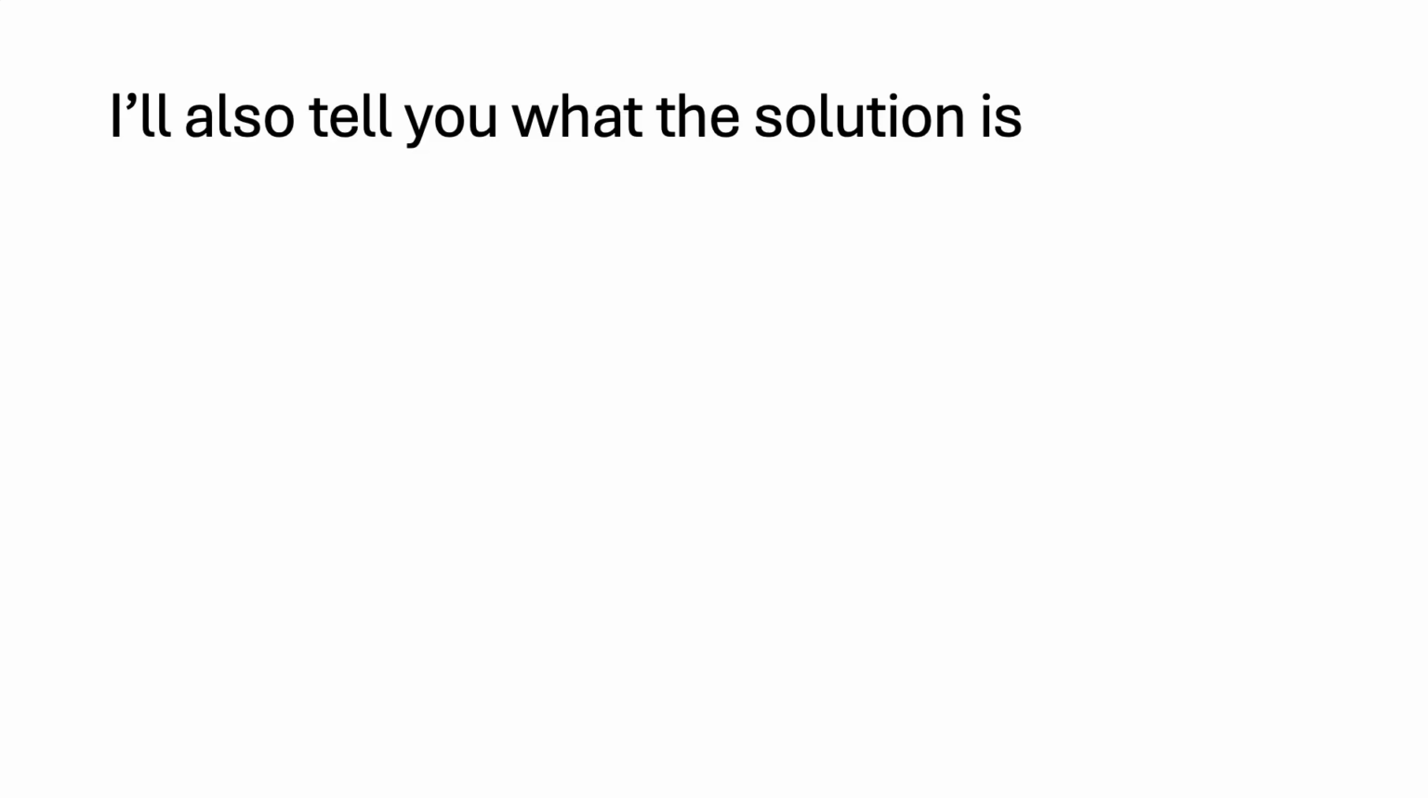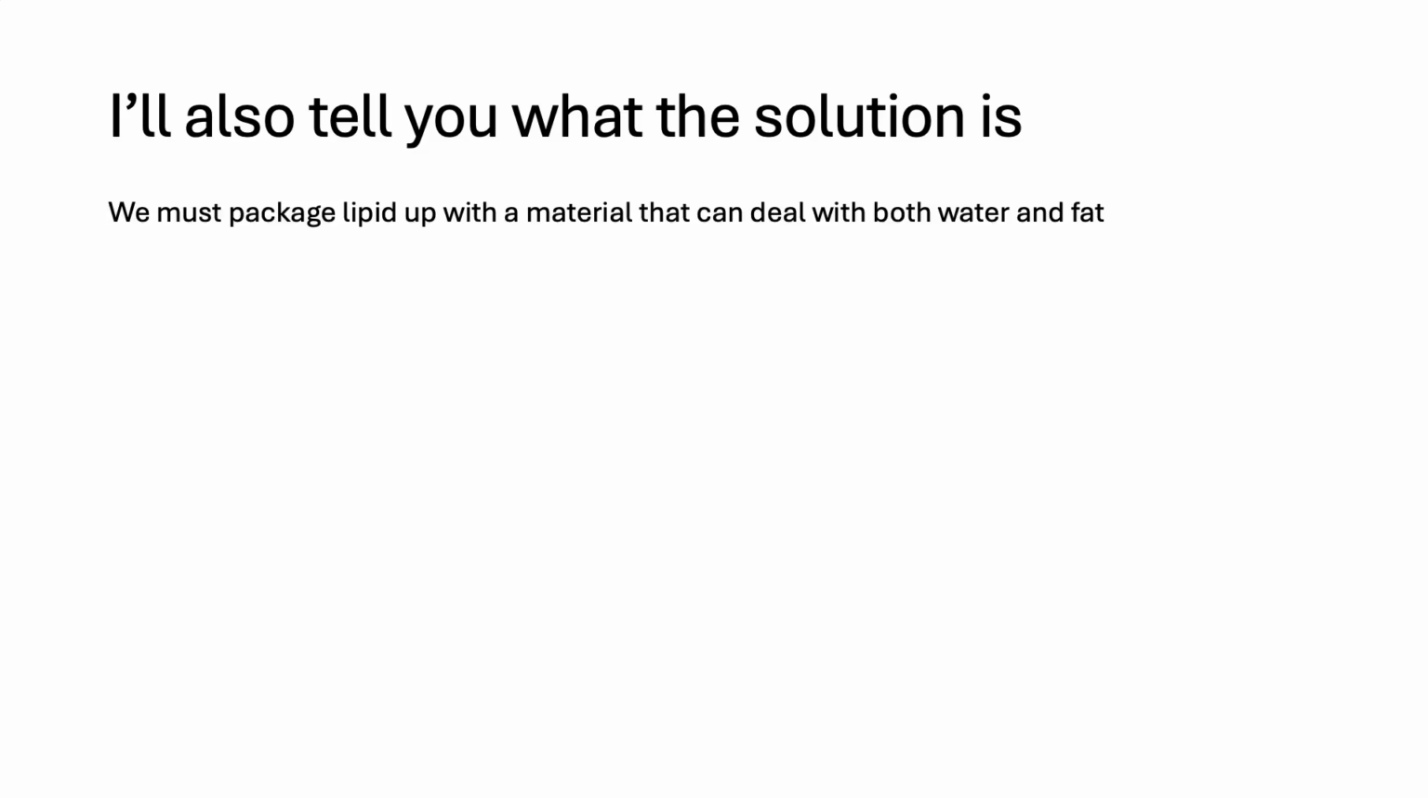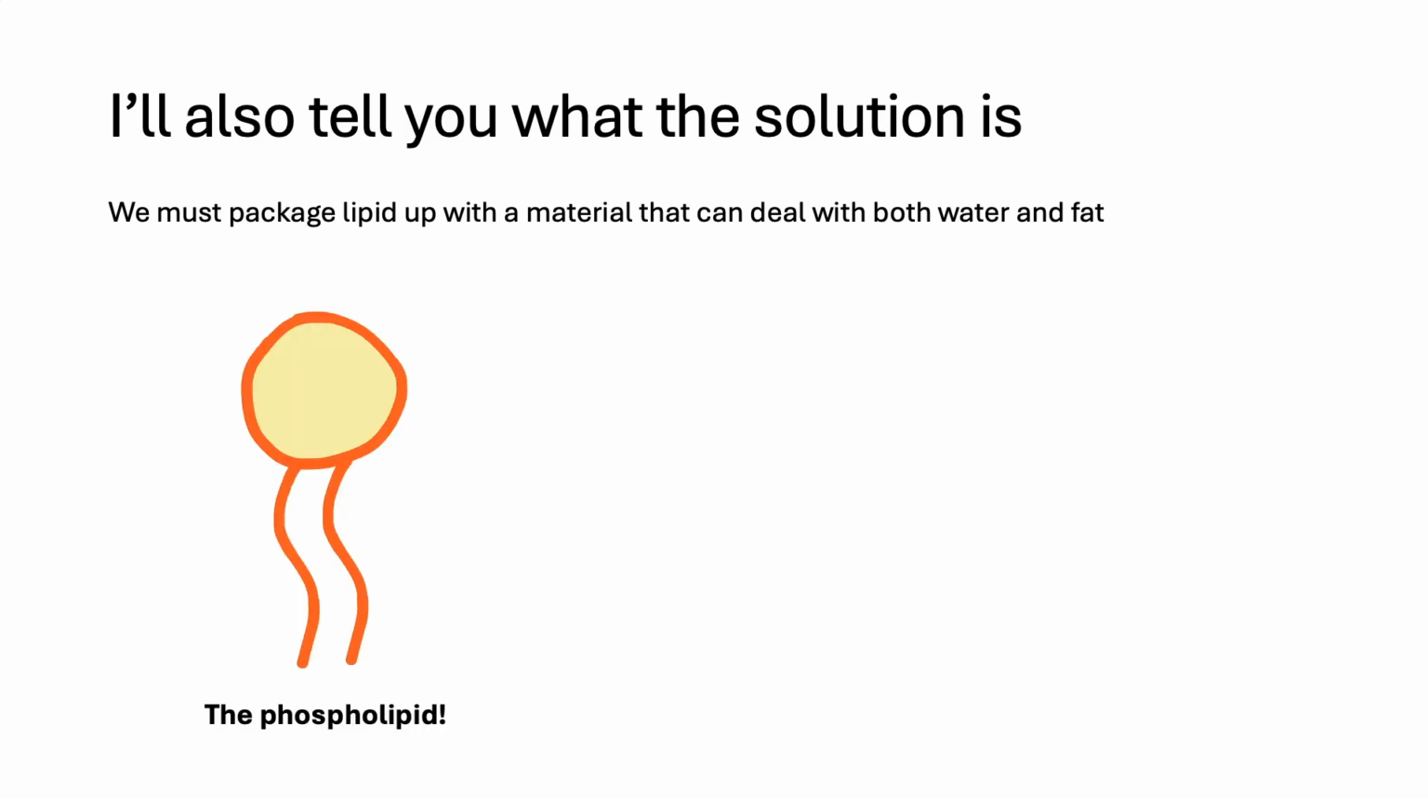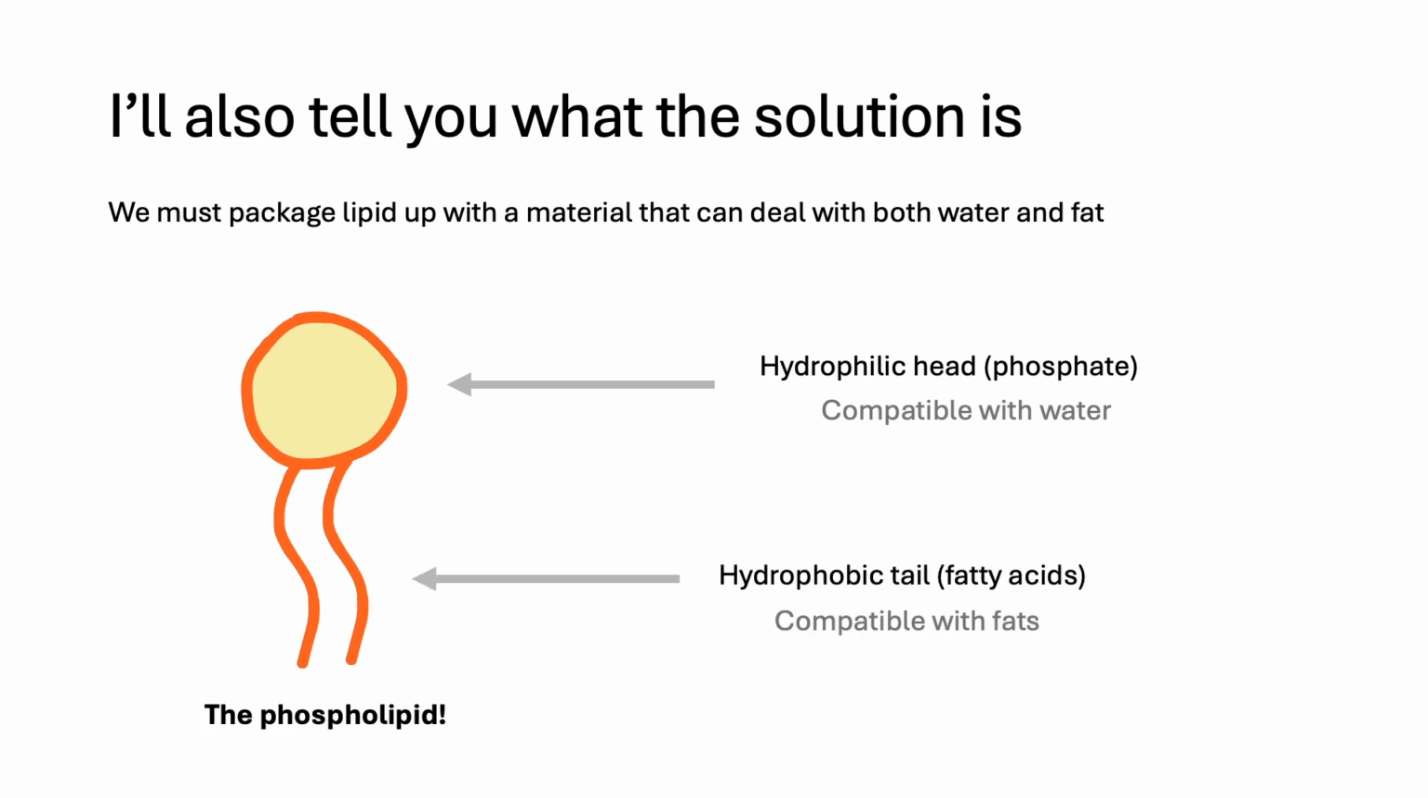Now, I'll also tell you what the solution is. We must package lipid up with a material that can deal with both water and fat. And so, to do this, I'm going to introduce you to one more lipid molecule. We've had triglycerides, we've had cholesterol, and now we're going to introduce the phospholipid. The phospholipid is a molecule with a hydrophilic head made of phosphate and a hydrophobic tail made of fatty acids.